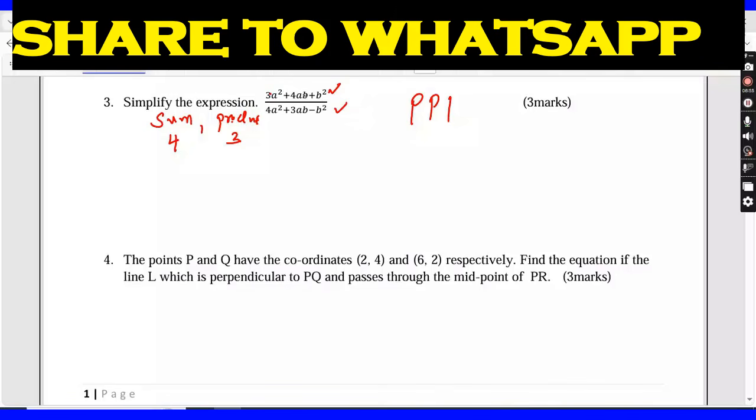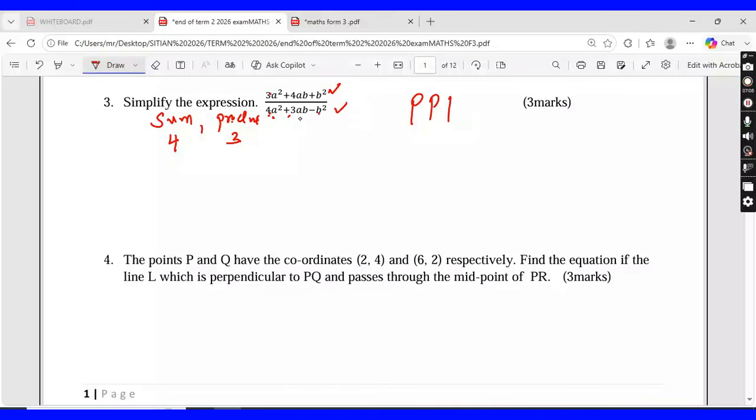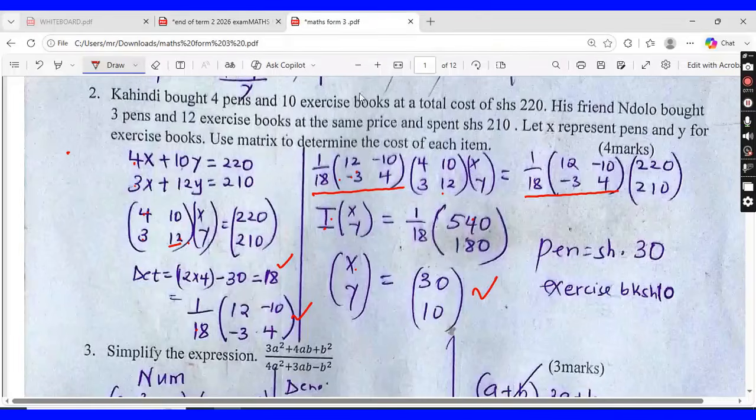Then now you simplify. In the denominator, you will do the same. The sum is 3. The product is 4 times negative 1, which is negative 4. Then you do it that way.